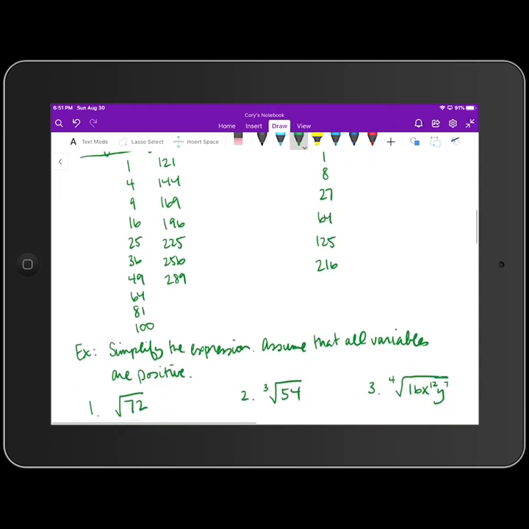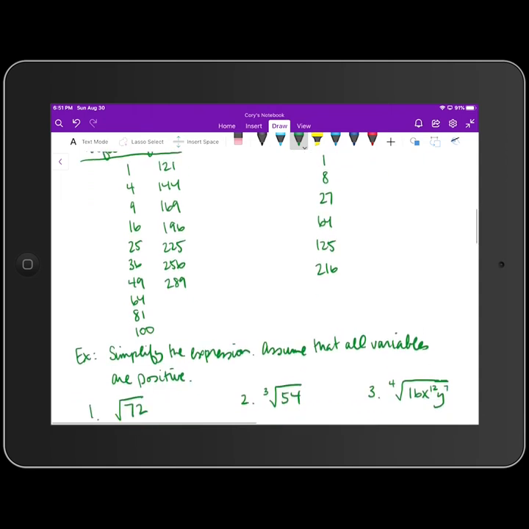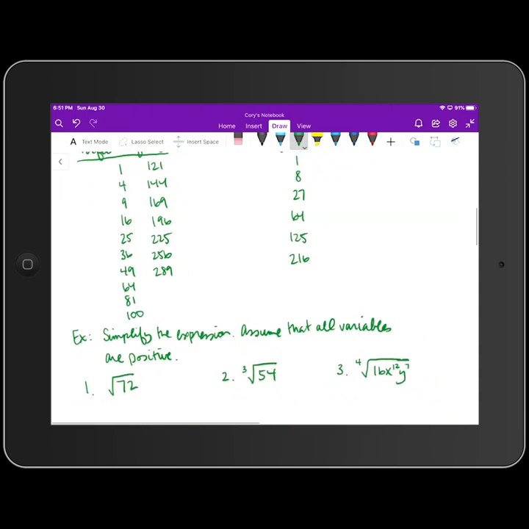Okay, so with that said, we're going to get into our first set of examples. The directions ask us to simplify the expression, and then we are to assume that all variables are positive.